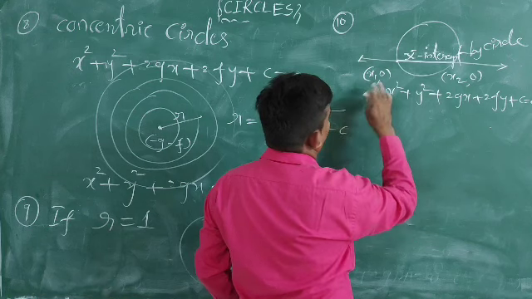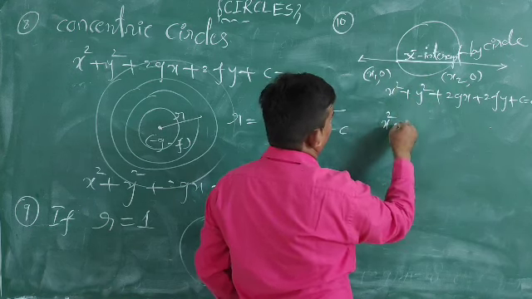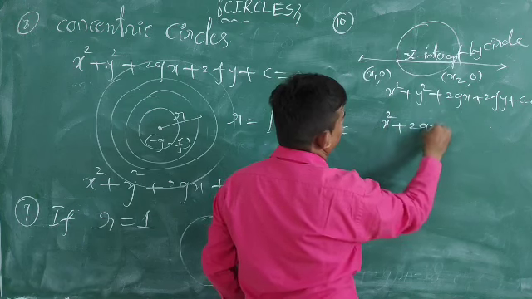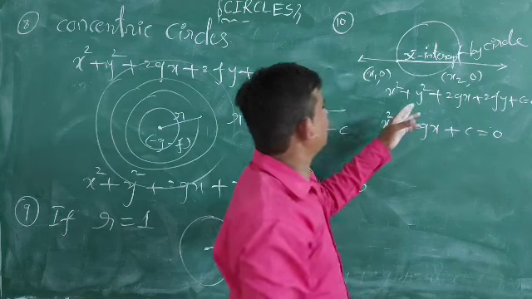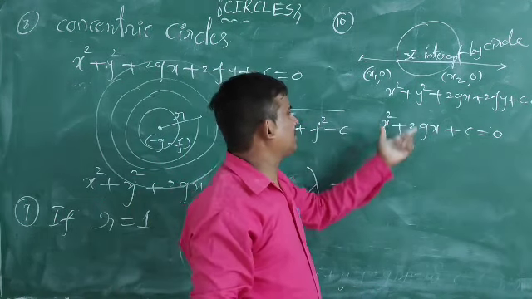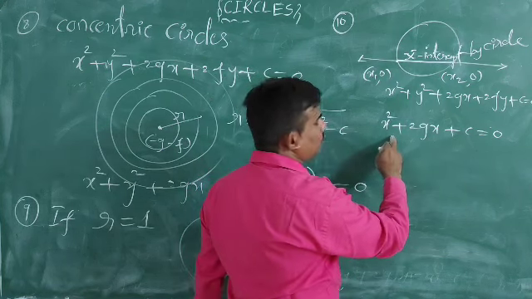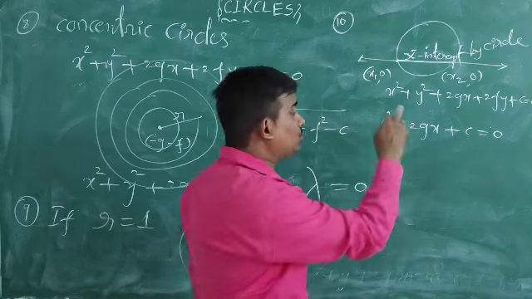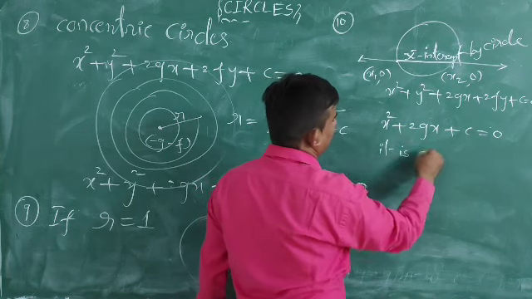That means these 2 points (x, 0) lie on this circle, so put it in equation 1: x square plus 2gx plus c equal to 0. When we put 0 in place of y, the equation reduces like this. It has 2 roots, because it is a quadratic equation.